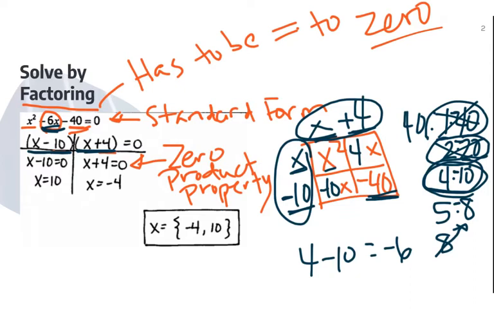All right, so we have x minus 10 equals 0, and then here you add 10 on both sides, and you get 0 plus 10 is 10. So this is one of your roots. And then here you subtract 4 on both sides, right? And so you get 0 minus 4 is negative 4.